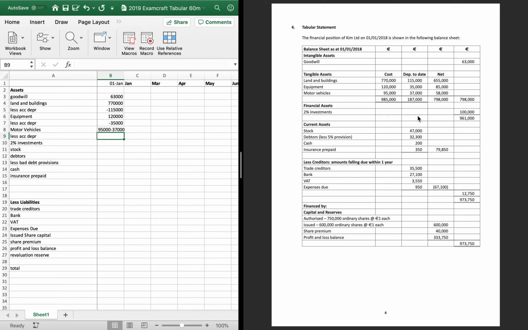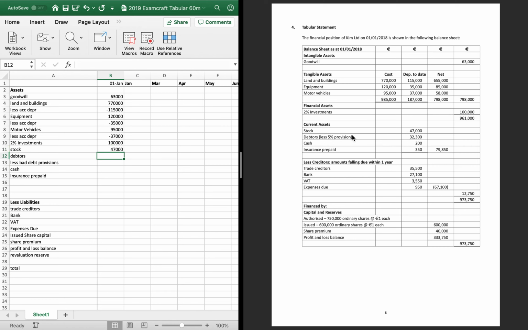And then you'll see I've got investments of 100,000. So the investments just go in. So they're all of our fixed assets in. Next thing, you've got stock of 47,000.